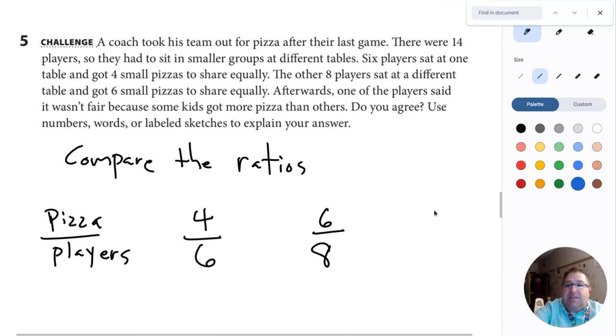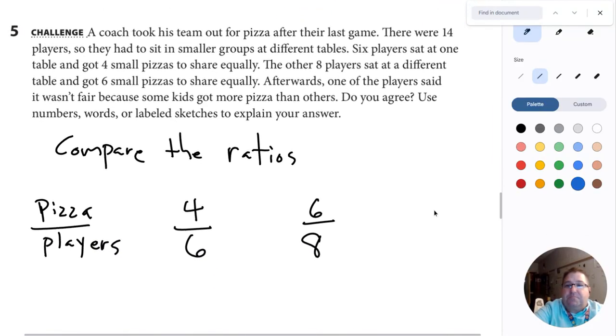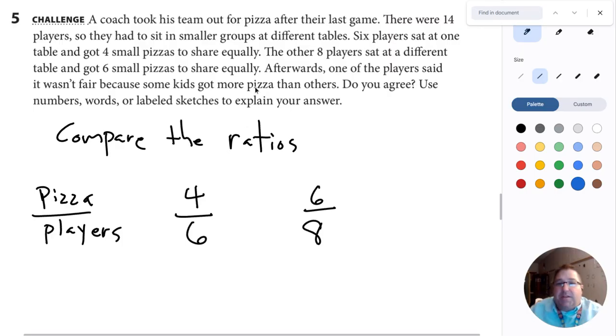All right, next we get to some pizza problems. Coach took his team out for pizza. So we got 14 players on the team. The way it works is they sit in 2 different groups at tables. So 6 players sit at one table, and they get to share 4 pizzas. Now over here, we had 8 more players at a bigger table, and we gave them more pizza because there's more, and they got 6 pizzas to share.